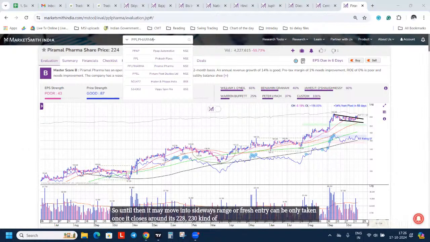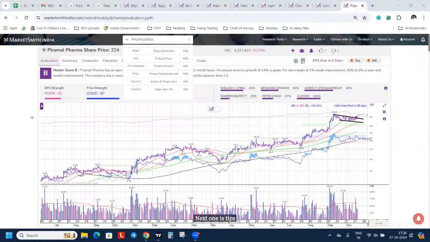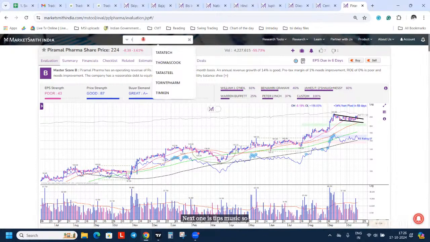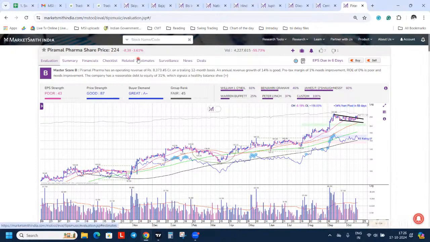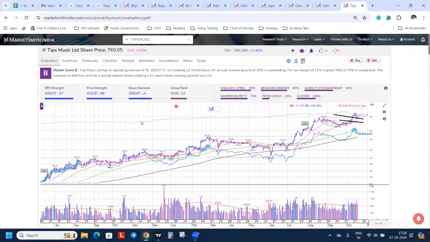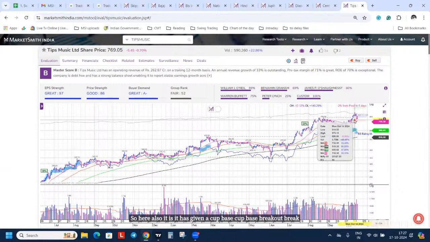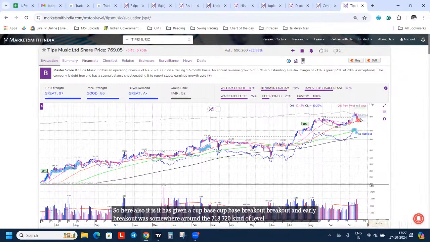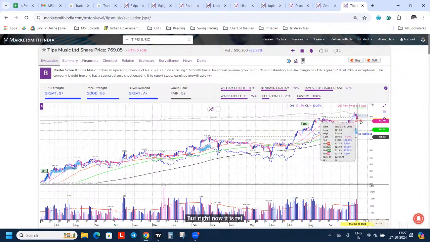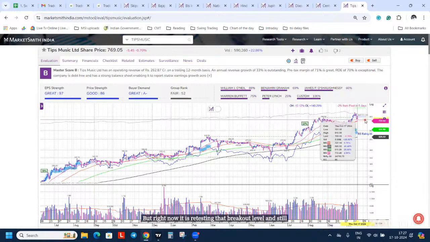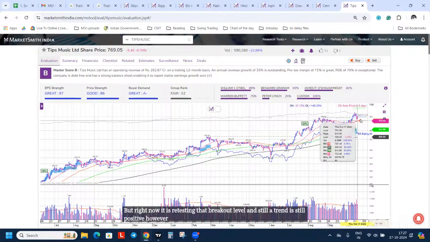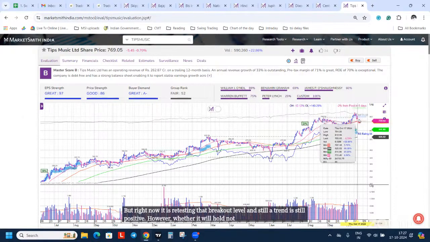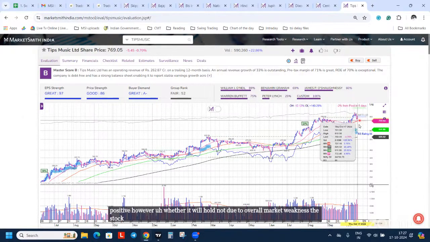Next one is Tips Music. So here also it has given a breakout, and the earlier breakout was somewhere around the 718-720 level. But right now it is retesting that breakout level, and the trend is still positive. However, whether it will hold or not, due to overall market weakness the stock has been witnessing slight profit booking.